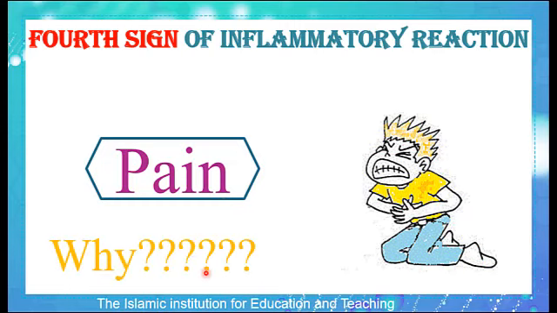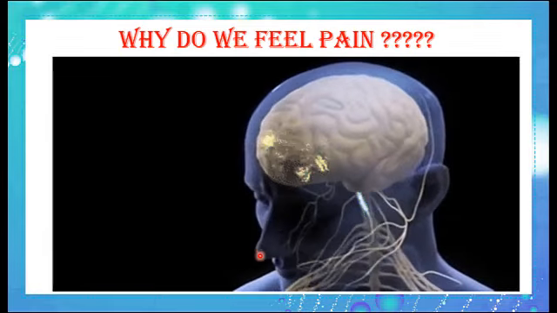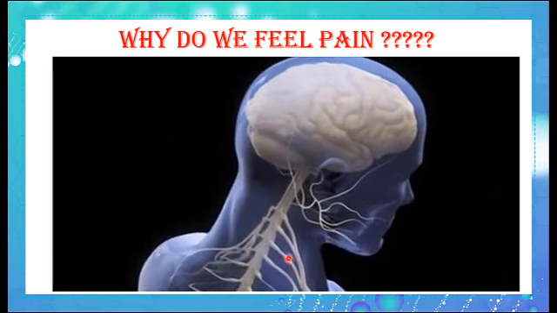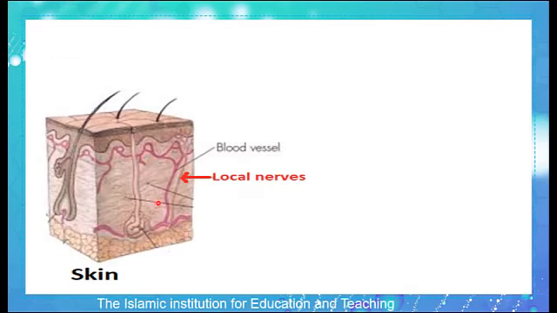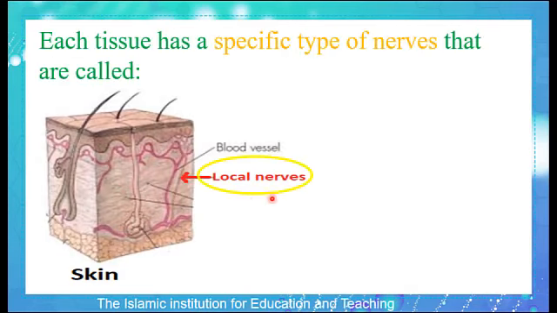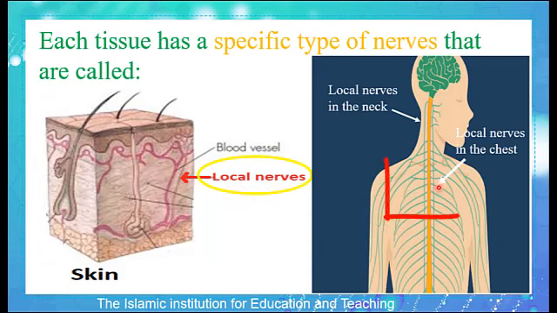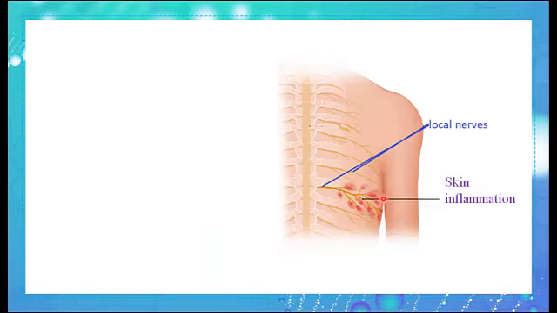Part of the reason we feel pain is because our bodies have millions of nerves that help us move, think, and feel in all kinds of ways. Each tissue has a specific type of nerves that are called local nerves. For example, these are the local nerves in the neck, and these are the local nerves in the chest, and these are the local nerves in the shoulder.